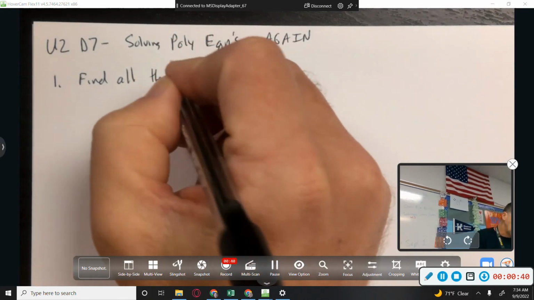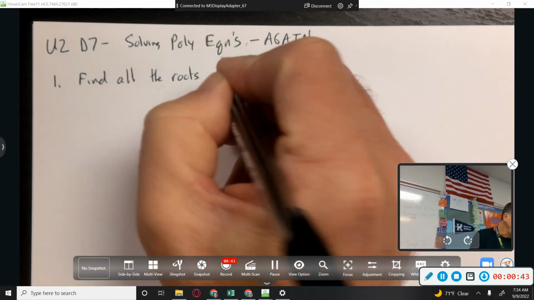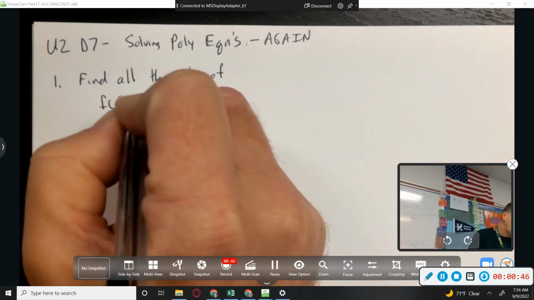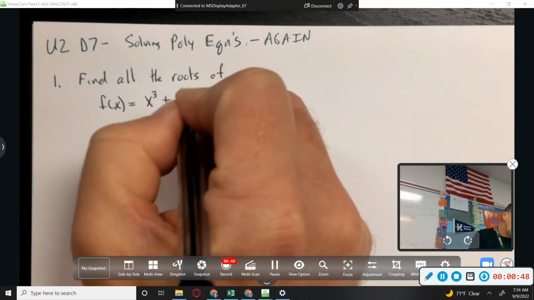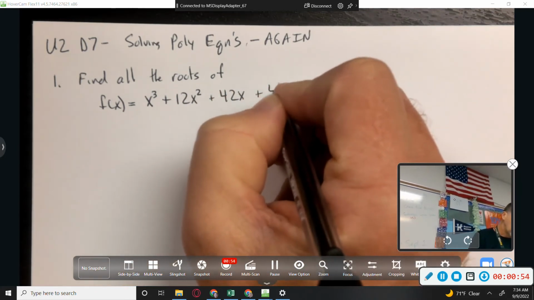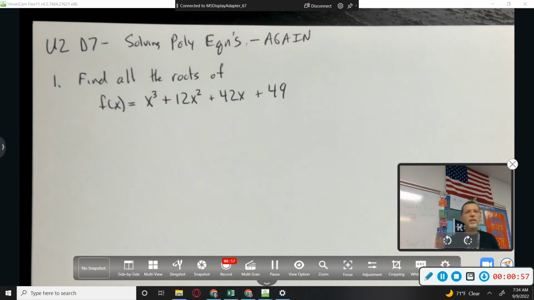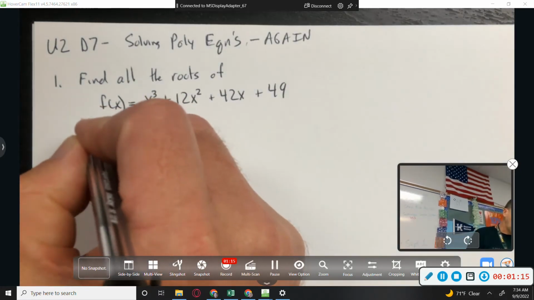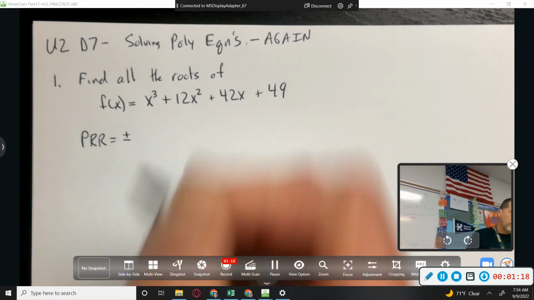Find all the roots of f of x equals x cubed plus 12x squared plus 42x plus 49. Even that one's not really new, we've done cubes before, we've done this type of problem before. So I can't factor that, which means I've got to start guessing roots, but I don't just guess wildly, I guess from my possible rational roots.